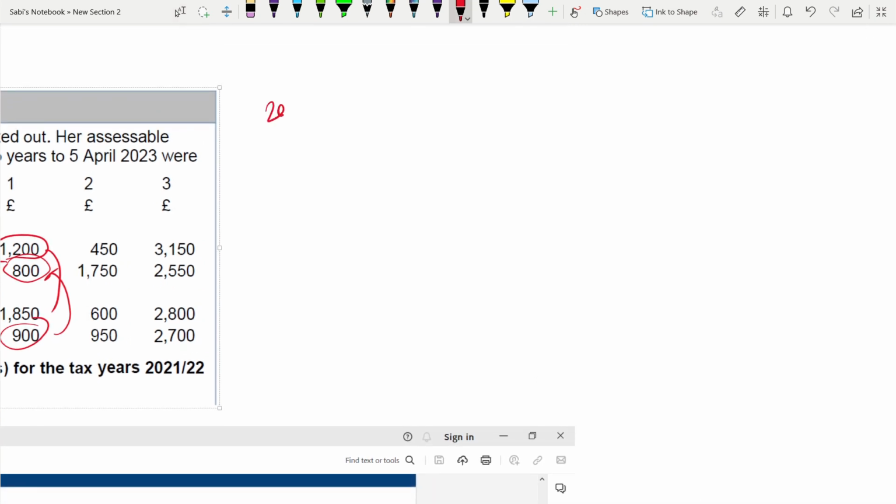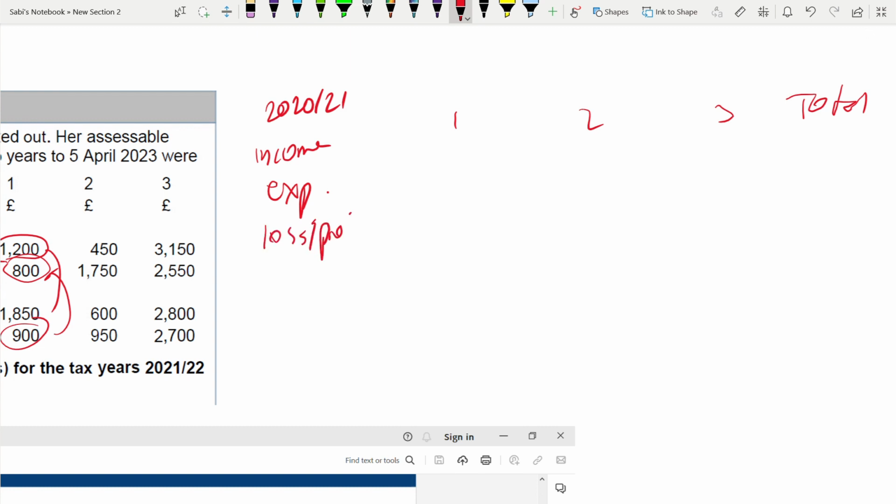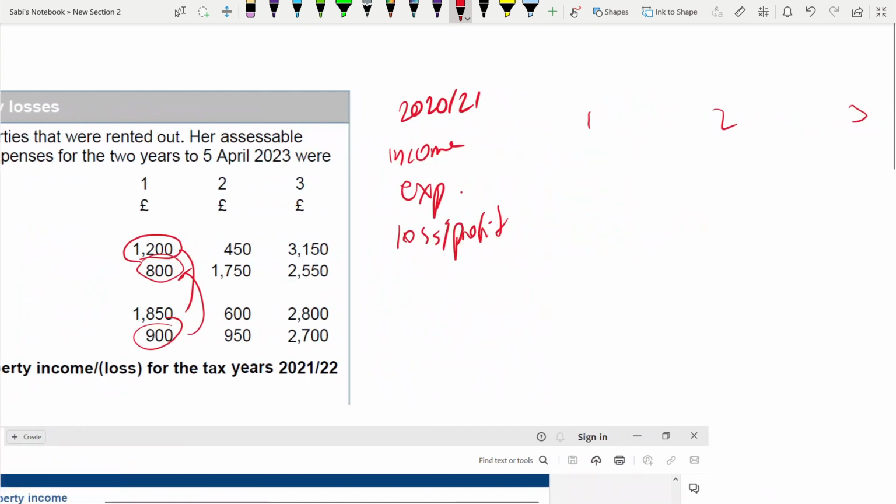Okay, 2020. Okay, 1, 2, 3 total. Income, expense, and loss or profit. Okay, so income 1,200, expenses 1,850. So it's a loss of 650.